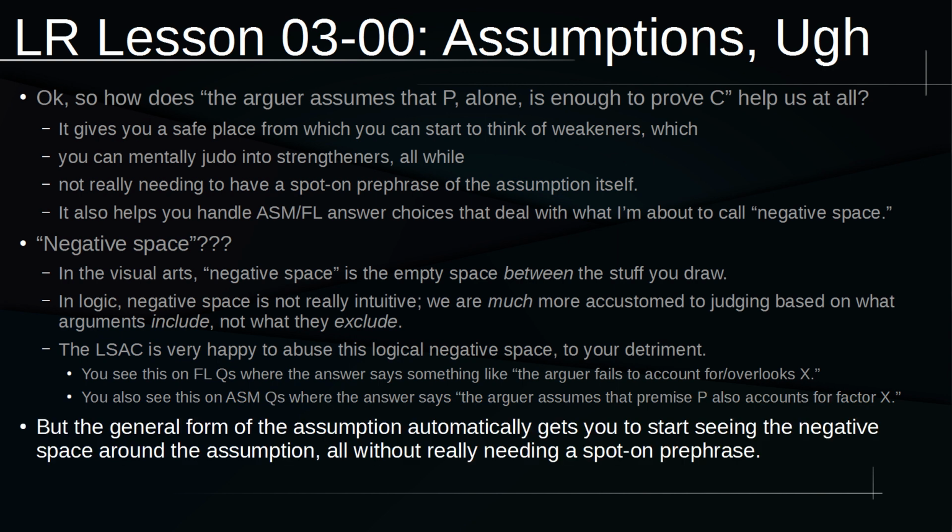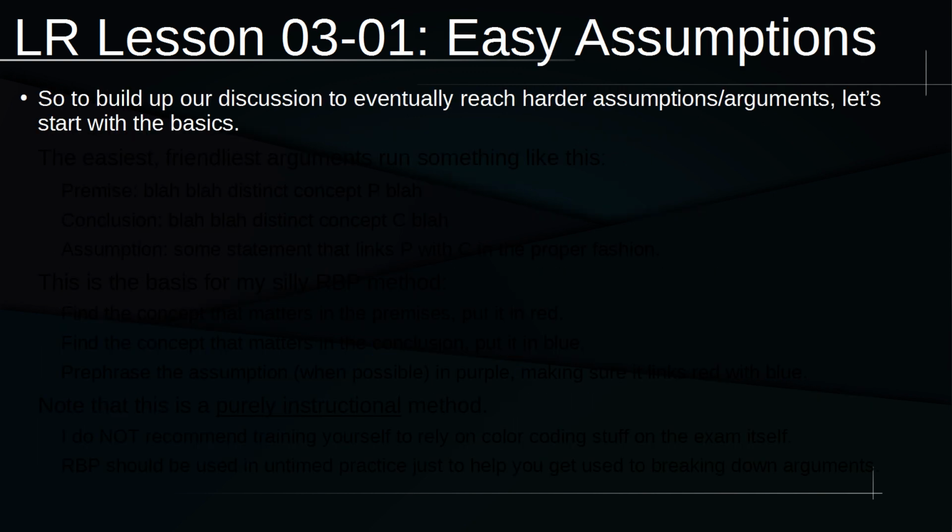But over the years, what I've found is that keeping in mind the general form of the assumption, the arguer assumes that P alone is enough to prove C, tends to automatically get you to start seeing the negative space around the assumption without really needing a spot-on prephrase. And the combination of those two things, not needing a prephrase and being sensitive to negative space, I have found to be a helpful tool for the vast majority of people that I've come across who've needed help with assumptions. So that's why I'm teaching it here. So to build up our discussion to eventually reach those harder assumptions and arguments that we're trying to get at, let's start with the basics.